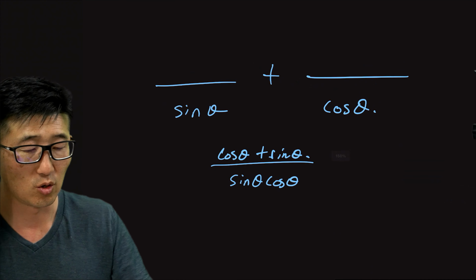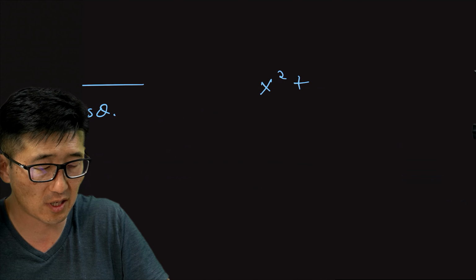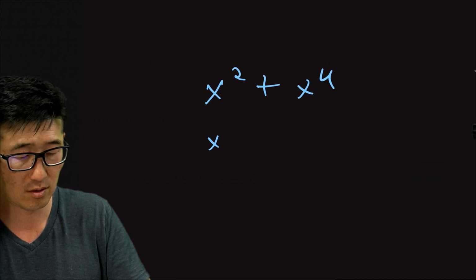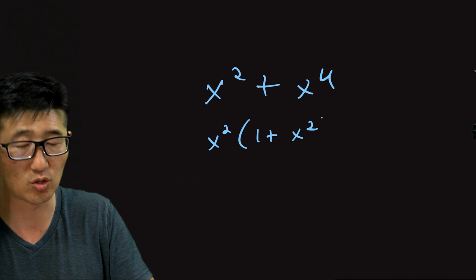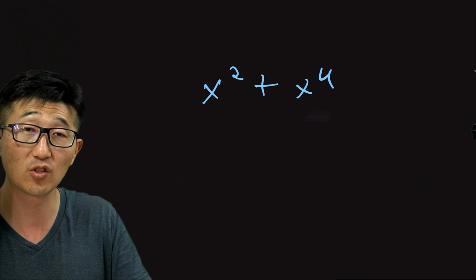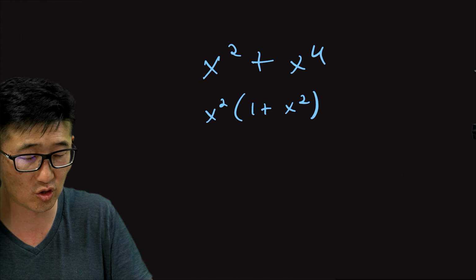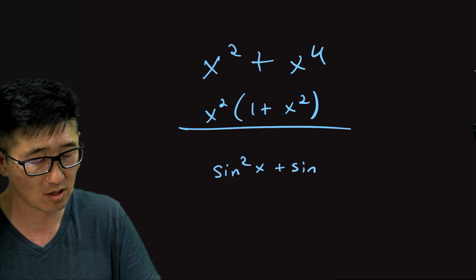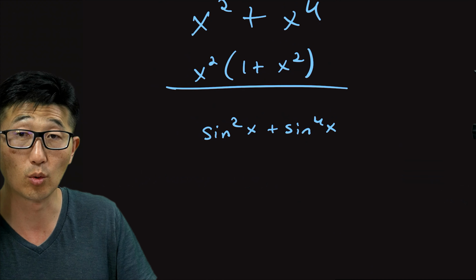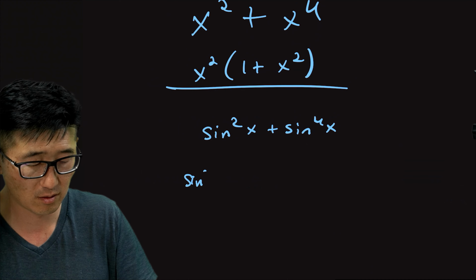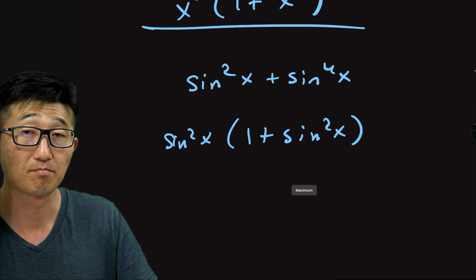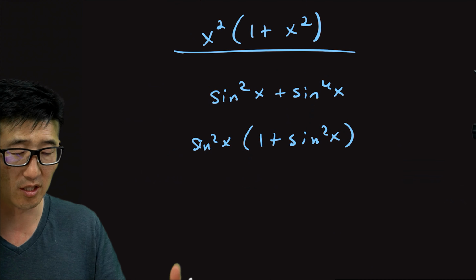And then the equivalent fraction, you'll put cosine theta plus sine theta. You also have situations where you'll factor things out. Like if you have x squared plus x to the fourth, what would you factor out for this one? The x squared. So this will be 1 plus x squared. But instead of using x's, they'll use trig notation. So this will be like sine squared x plus sine to the fourth x. What would you factor out? The sine squared x. And this will be 1 plus sine squared x.